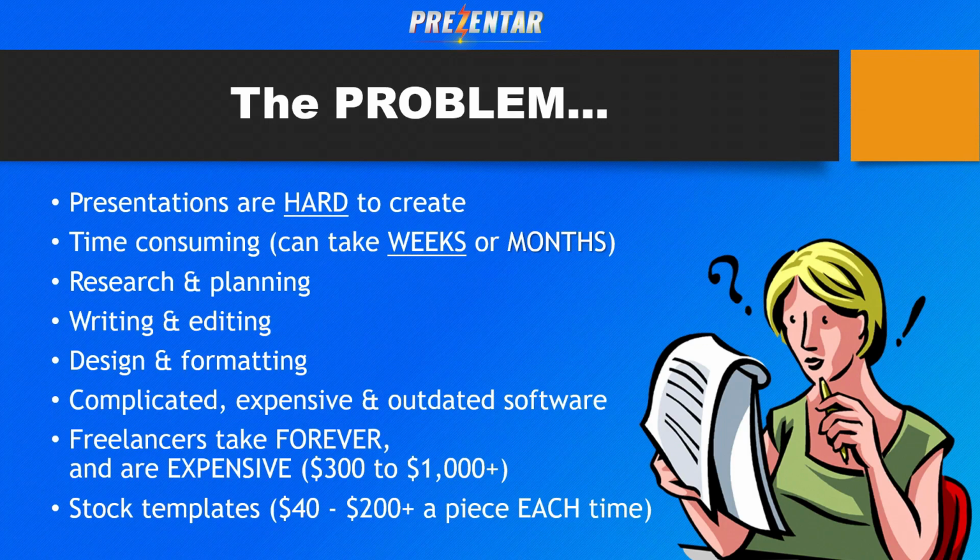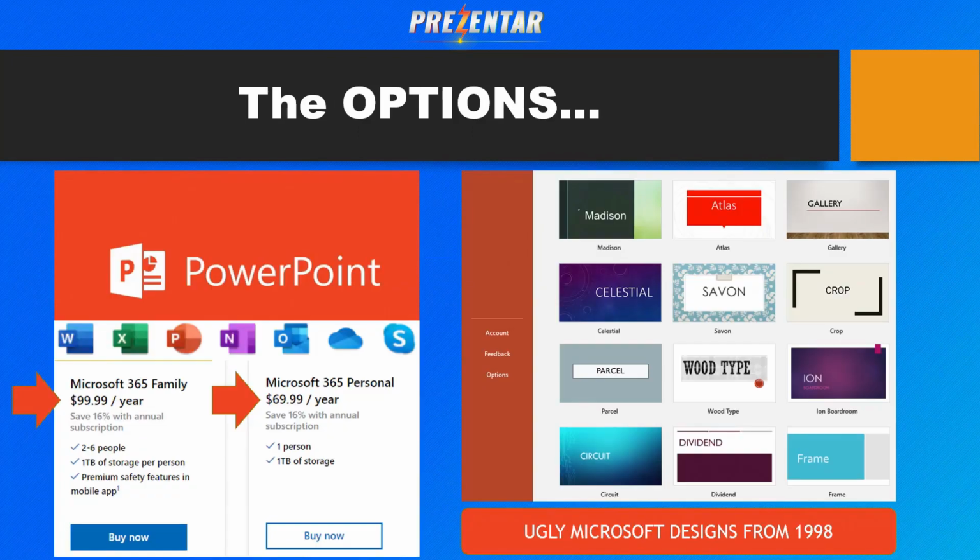Now, if you wanted to go down the stock template route, which you can do, you're looking at spending $50, $100, up to $200 for a specific theme or template, which you then have to edit yourself anyway. Now, a couple of the main options right now, I'm going to tell you the options right now in the marketplace for you to use.